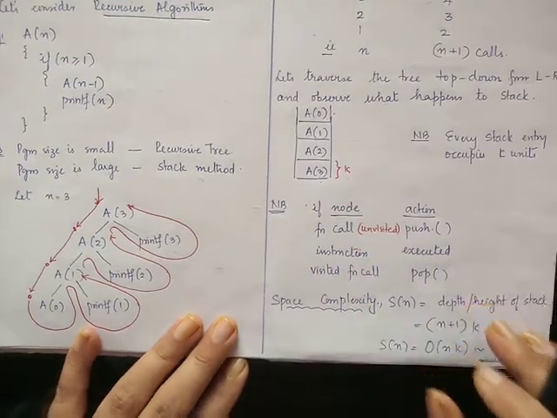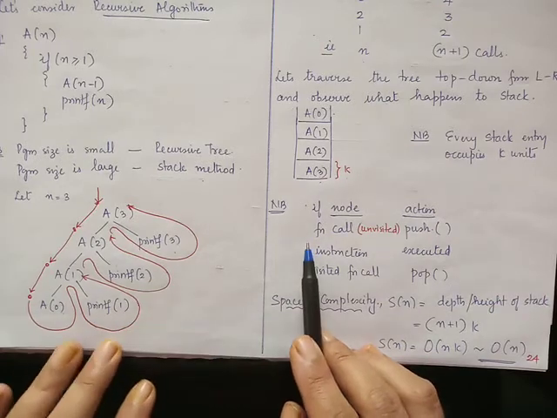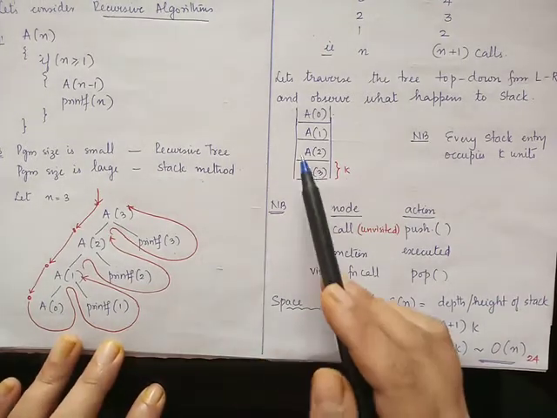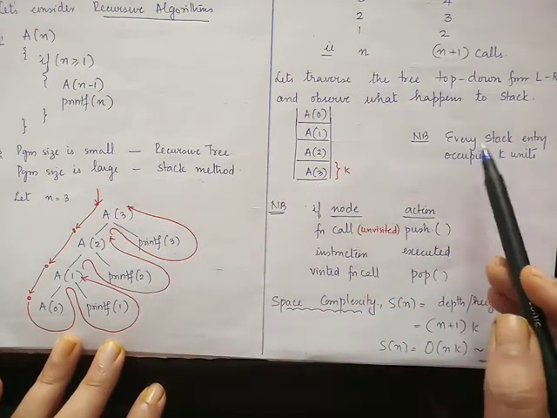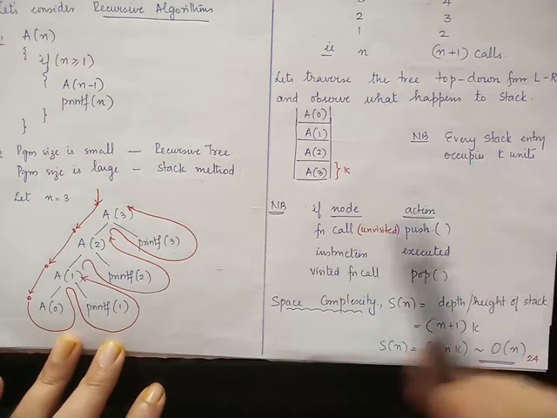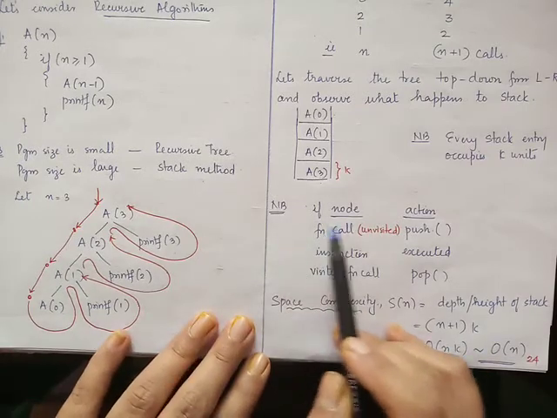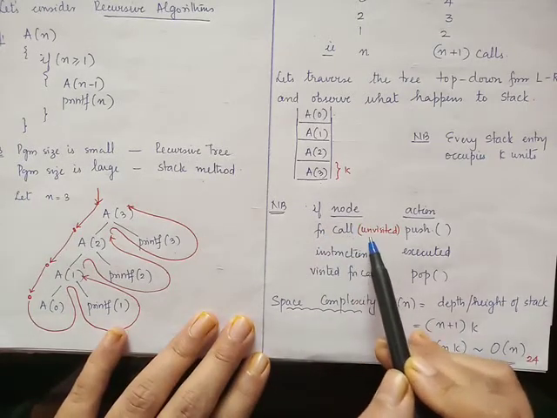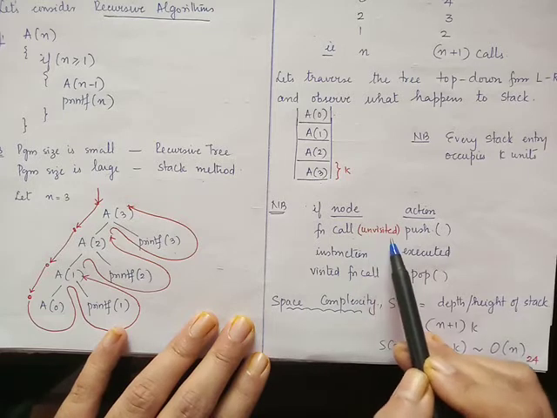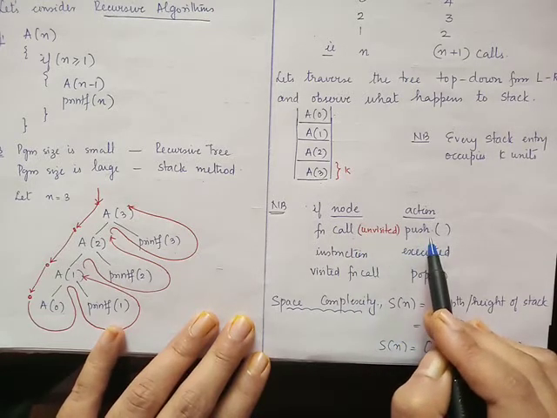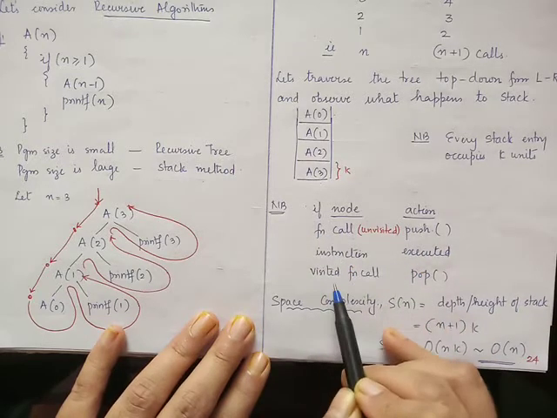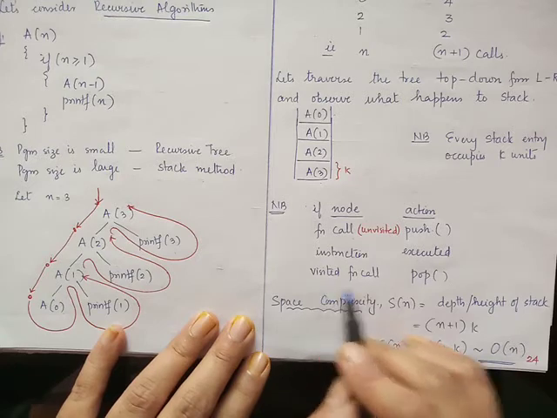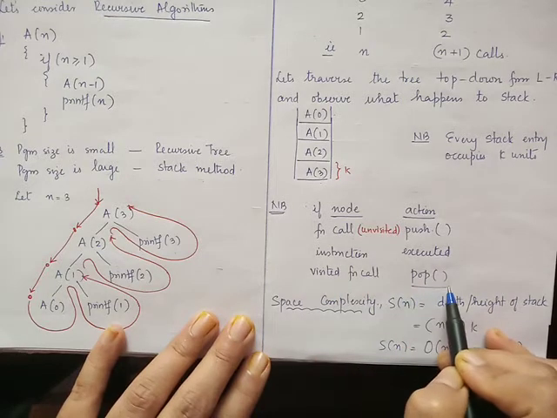Now we are going to just check whether any extra space is required in the stack. For the same, we assume that if the node is a function call and the function is unvisited, that is, the function is not expanded, then we are going to perform a push action. If the node is an instruction, we will execute it, and if the node is visited, then we are going to perform the pop action.